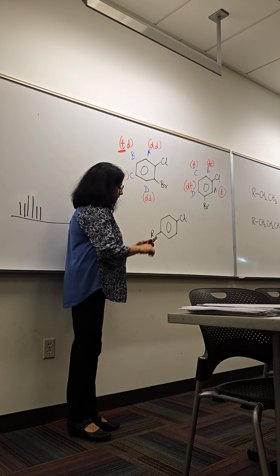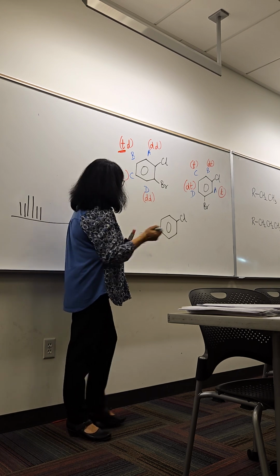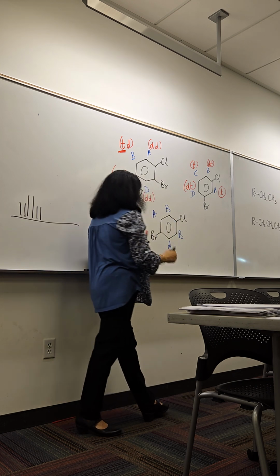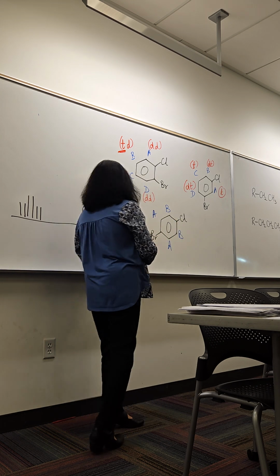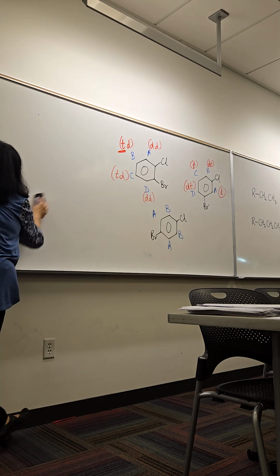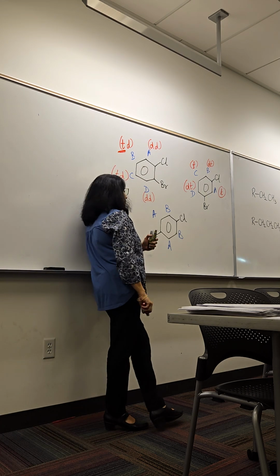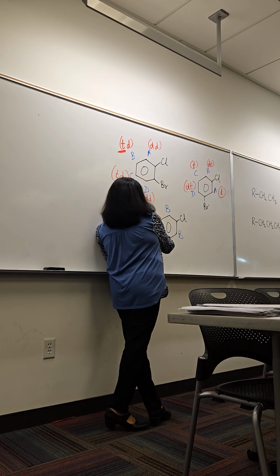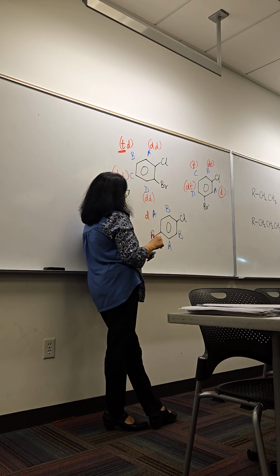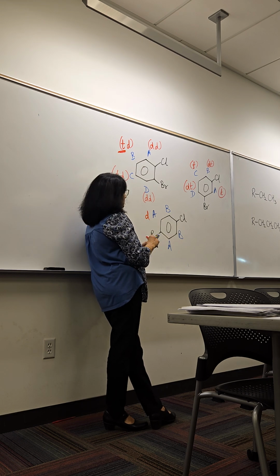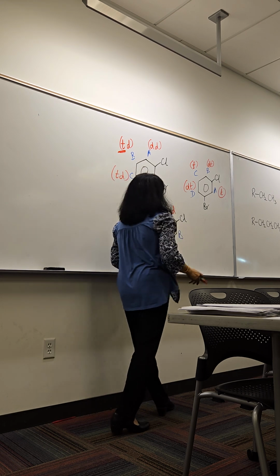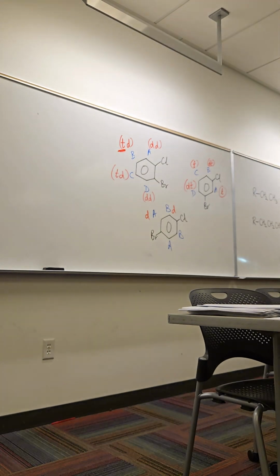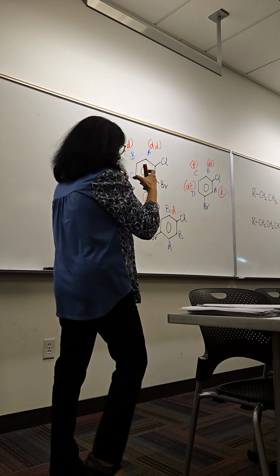Okay, how many signals? Two. Agreed? Yep. Signal multiplicity for A. Doublet. How about multiplicity for B? Also doublet. Is it starting to sort of make sense? Of course, you have to go through it over and over again till it really sinks in.